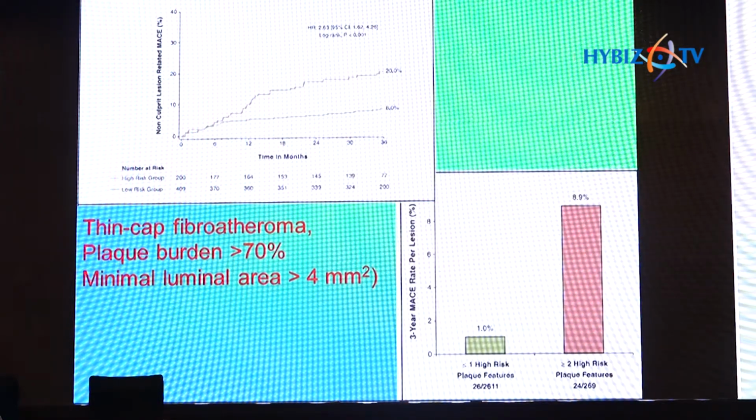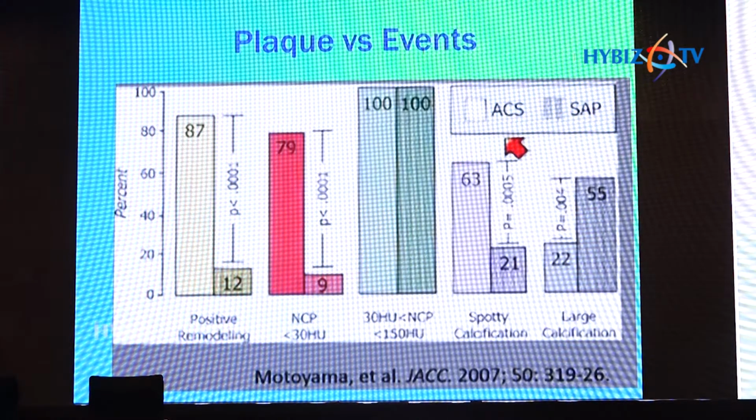The PROSPECT study again was an invasive study which clearly showed that unless you demonstrate more than 2 high-risk plaques, which was defined as a TCFA or a plaque burden of more than 70% or an MLA of less than 4 millimeter squared, only then could you really see that the events would change. Just angiographic parameters wouldn't matter.